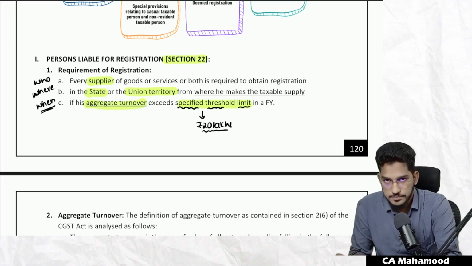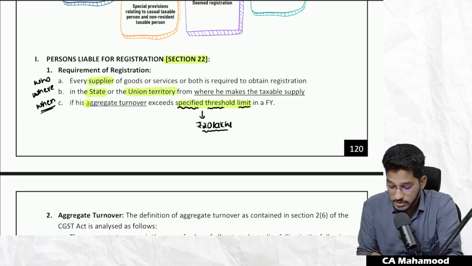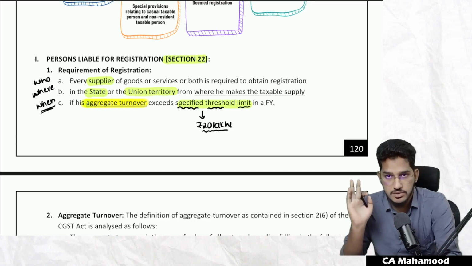Now, there is one more important thing which we need to understand. What if it exceeds, will we be required to take registration? They are saying turnover, aggregate turnover. They did not just say turnover, but instead they are saying, if your aggregate turnover exceeds the specified threshold limit, then you are required to obtain registration.